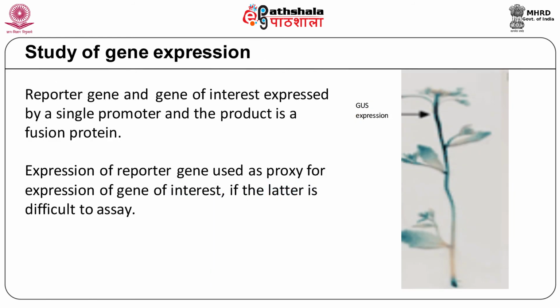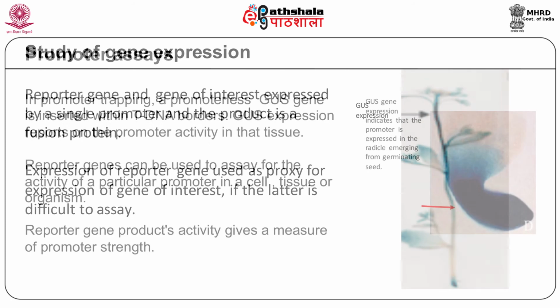The screenable markers are also used to study gene expression. For doing this, a reporter gene is placed in tandem with the gene of interest and both genes are expressed by a single promoter. Expression of the reporter gene gives an indication that the gene of interest is also expressed. This works only if the reporter gene product does not interfere with the activity of the gene of interest and if protein folding occurs correctly.